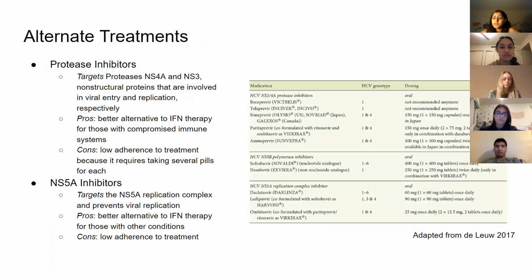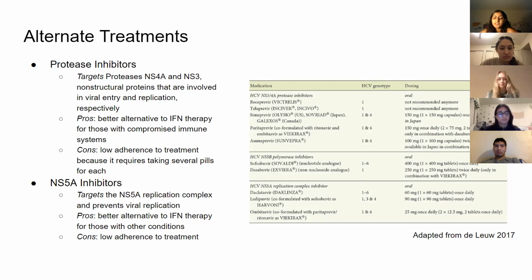Some of the new therapies which are currently being tested and recommended for some patients include protease inhibitors and NS5A inhibitors. Protease inhibitor treatments aim to target the non-structural proteins involved in viral entry and replication. NS4A is involved in viral entry, and NS3 is involved in replication. The pros of this treatment is that it doesn't involve the innate immune system so directly, so it doesn't interfere as much with people who have compromised immune systems, and it can be used as a treatment for hepatitis C for those individuals.